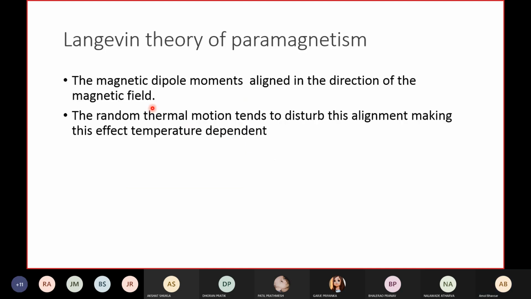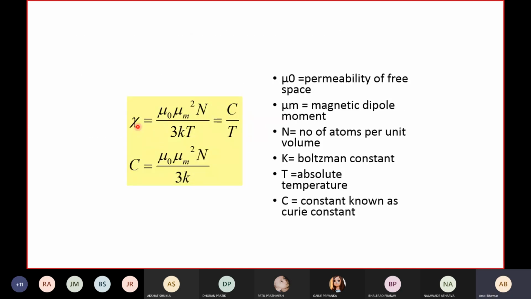Langevin theory of paramagnetism. The equation is I is equal to mu 0 mu m square into capital N upon 3 kT. All this value is nothing but your C upon T. This whole value, mu 0 mu m square into capital N upon 3K, is C. What is C here? C is nothing but mu 0 mu m square N upon 3K. Only T is not there.